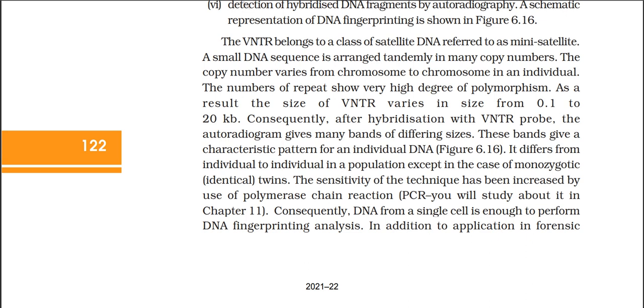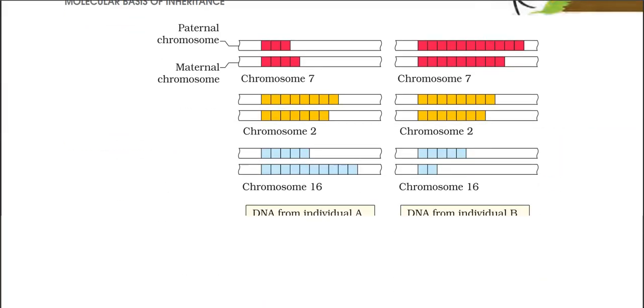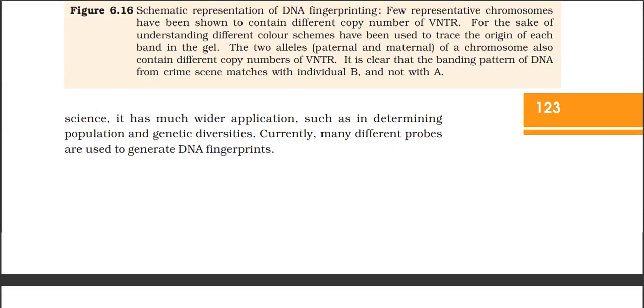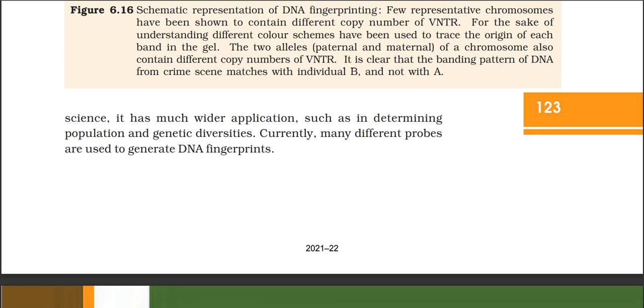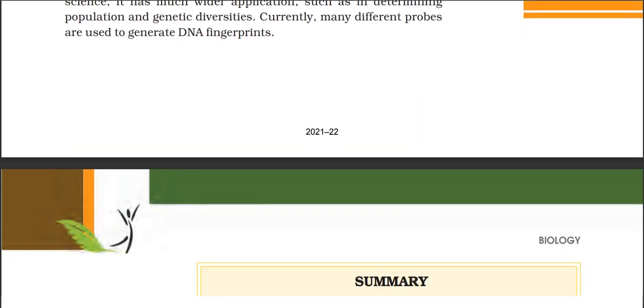The sensitivity of the technique has been increased by the use of polymerase chain reaction, PCR. You will study about it in Chapter 11. Consequently, DNA from a single cell is enough to perform DNA fingerprinting analysis. In addition to application in forensic science, it has much wider applications, such as in determining population and genetic diversities. Currently, many different probes are used to generate DNA fingerprints.